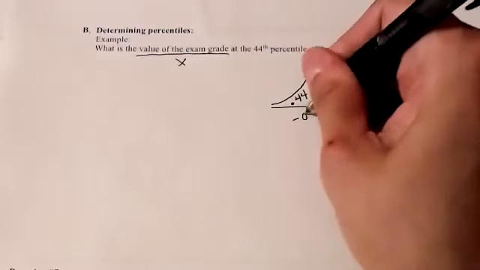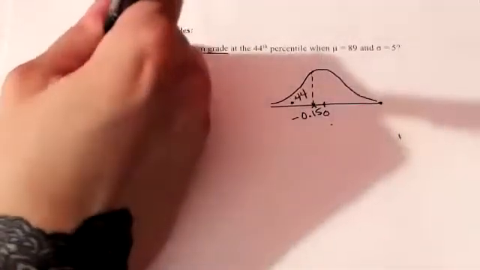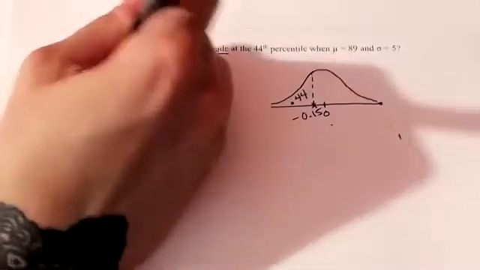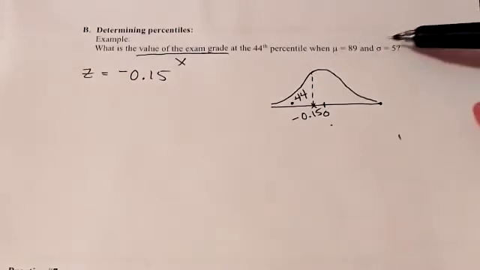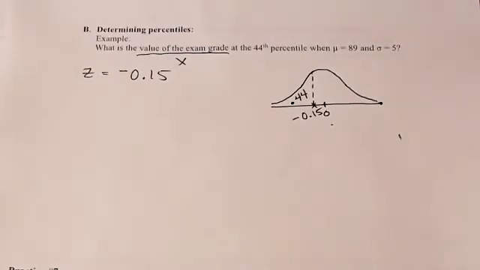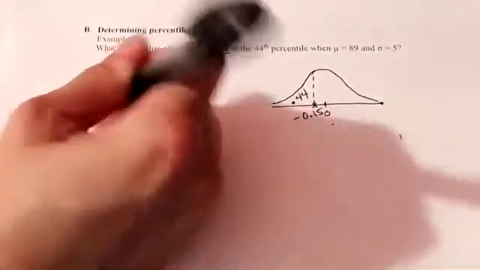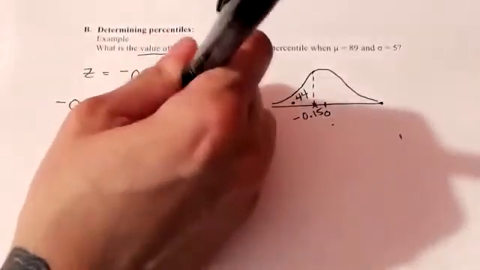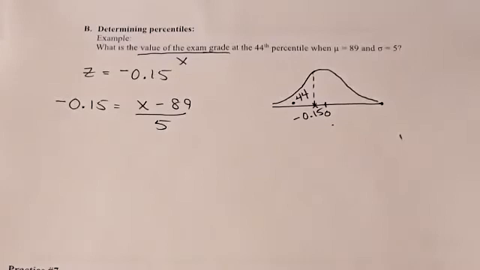So negative 0.15. So I'm going to write that down here. Z is equal to negative 0.15. We know the mean is 89. We know that the standard deviation is 5. We're going to plug it right into the formula yet again. Z, which is negative 0.15, is equal to x minus the mean divided by the standard deviation. Plug in the values you are provided, and then we'll go ahead and solve.